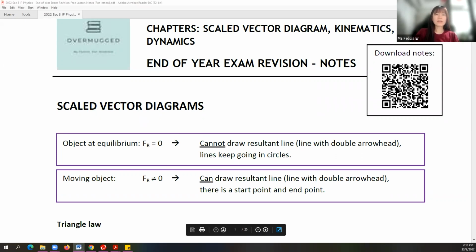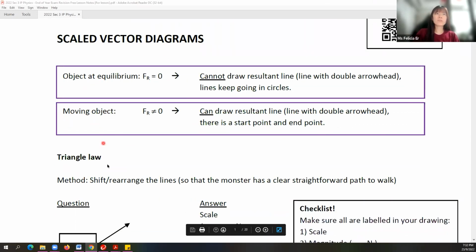Scaled vector diagram is a topic that you will see in the topic of physical quantities, or you will also see in the topic of dynamics. Generally, when you need to draw scaled vector diagrams, whenever an object is at equilibrium, meaning the object is stationary, take note that the resultant force is 0. For example, if an object is stationary, maybe you pull to the left 2 Newton and pull to the right 2 Newton. So it cancels off, it balances out. That's why the resultant force is 0.